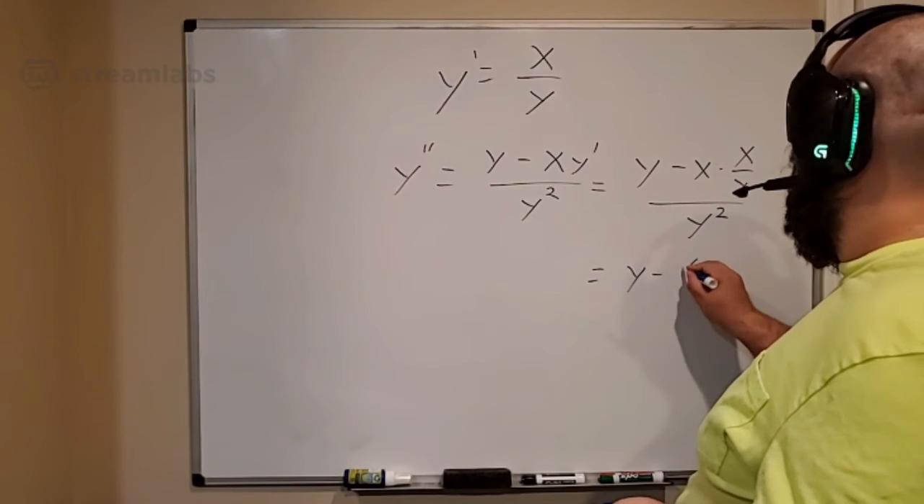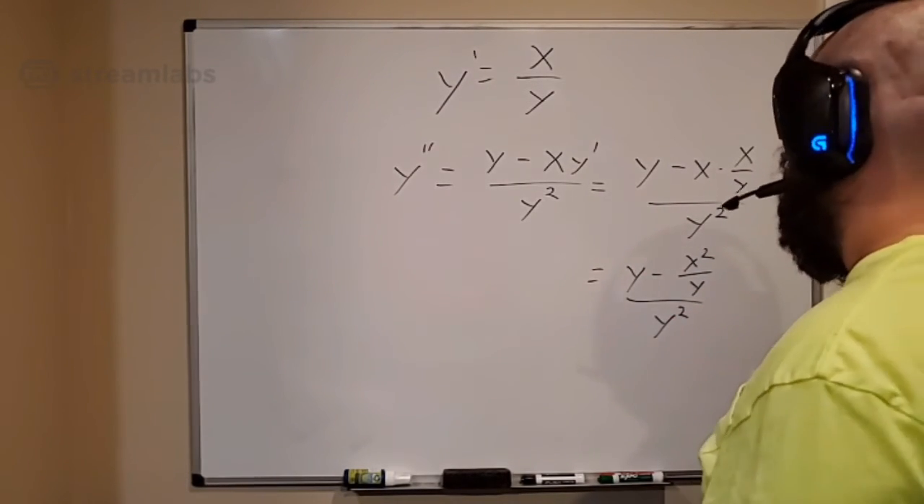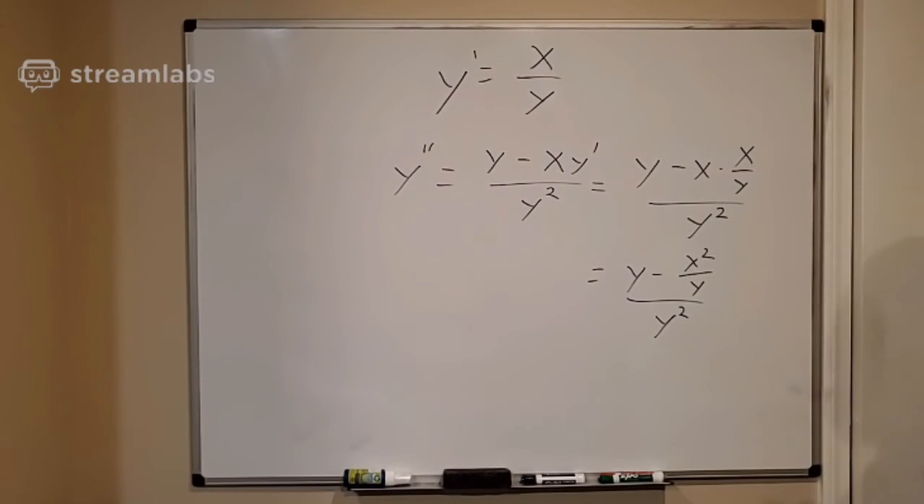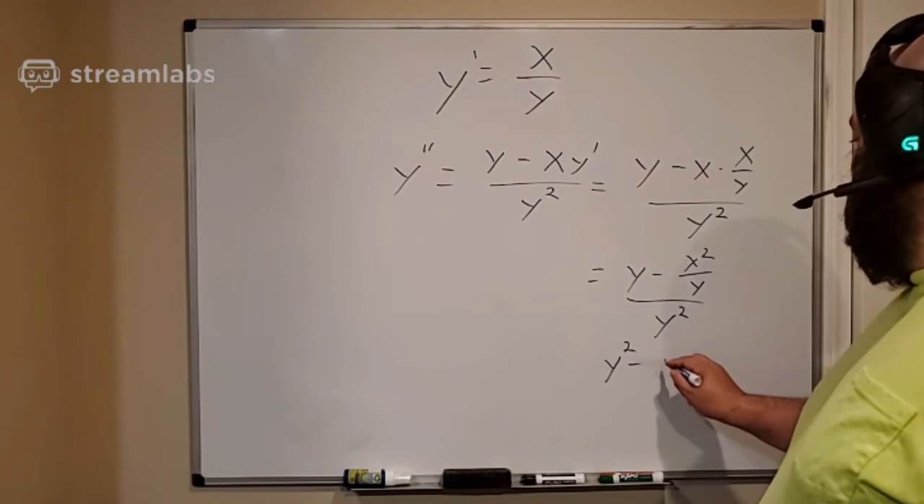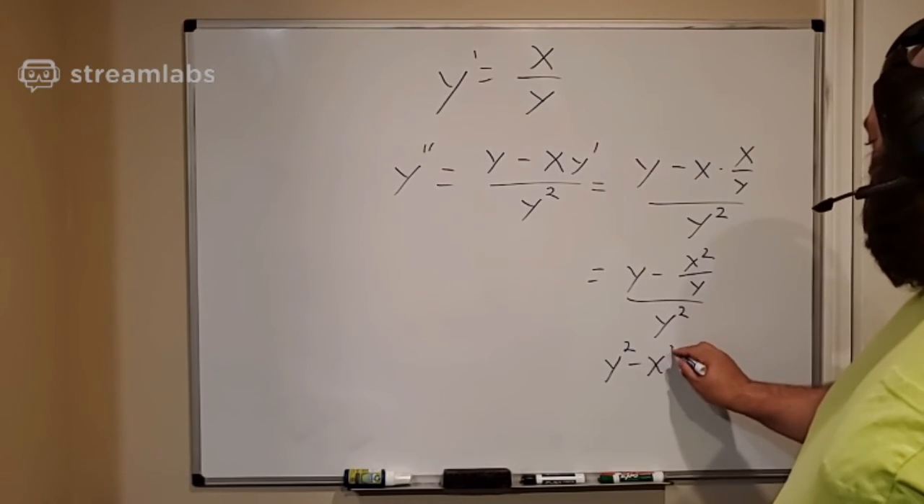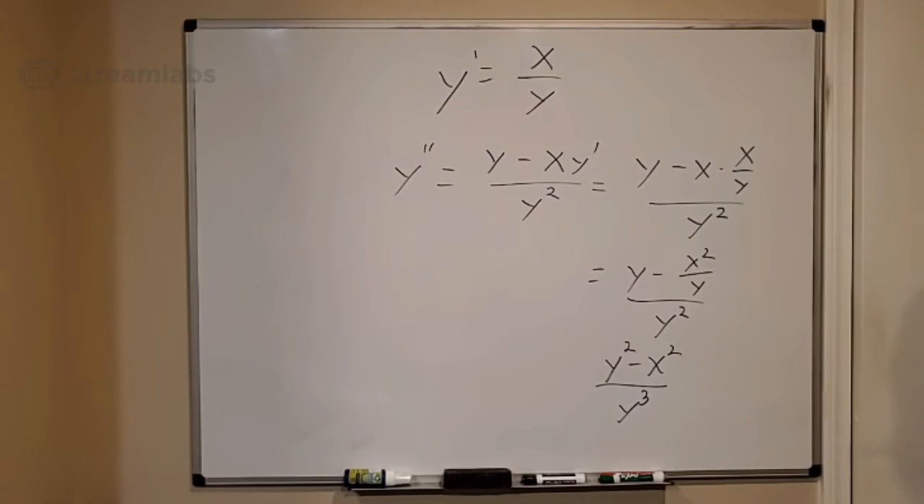So we've got to manipulate this. I'm going to multiply everything through by y to get rid of the fraction over here. So you would get y squared minus x squared over y cubed. We're okay with that, yes? Everybody, I'm assuming, probably got that for their derivative.